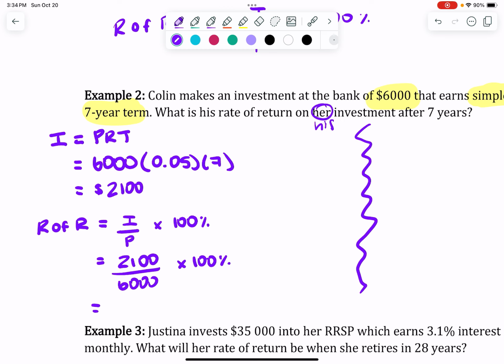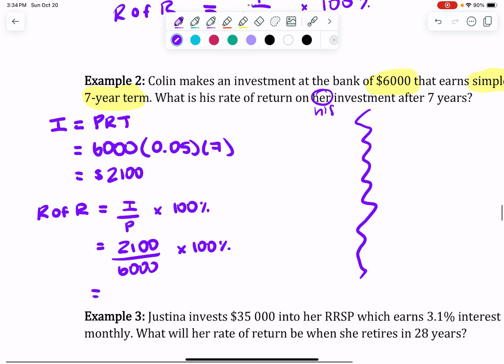All right, and you're going to plug that in. And when you plug that in, you should get the number 35%.